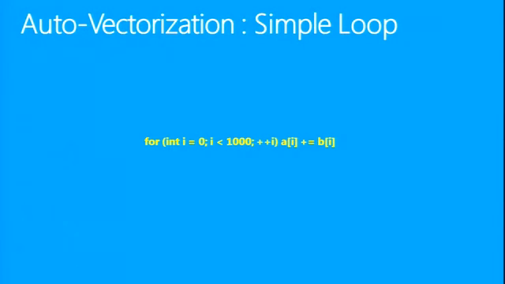So let's take a look at a simple example of how auto-vectorization works. And on that first line, I have a simple loop written in C++, which simply steps through 2 arrays called A and B. The arrays themselves have a length of 1,000 elements. And for each element in A, it adds in the value of the corresponding element in B.